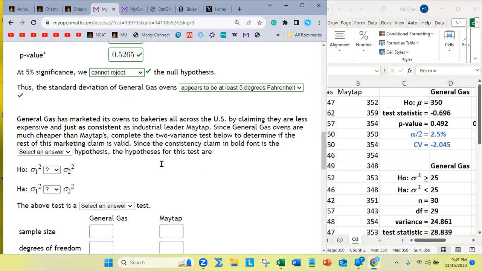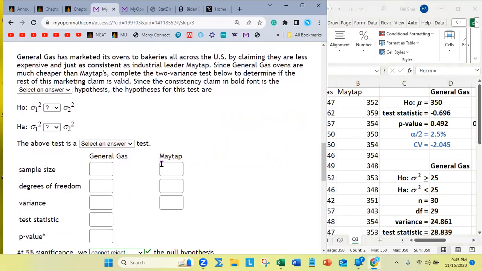Now, this is another problem that we could do, right? So General Gas has marketed its ovens to bakers all across the United States by claiming they are less expensive and just as consistent as industrial leader Maytap. Now, since General Gas ovens are much cheaper than Maytap's, right? All we need to do to support this claim in our advertising is complete this two variance test below to determine if the rest of the marketing claim is valid, right?